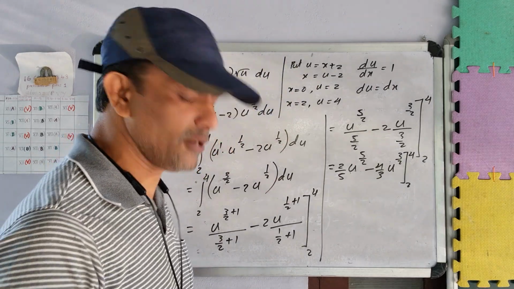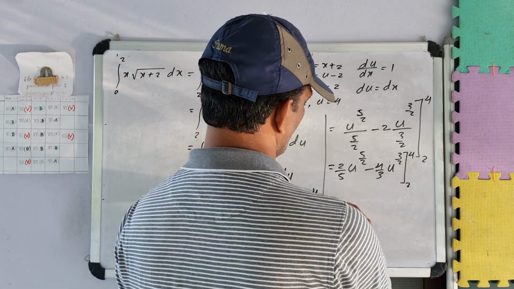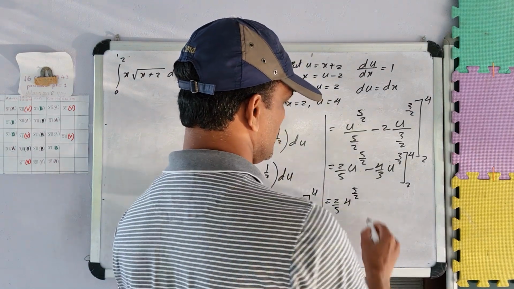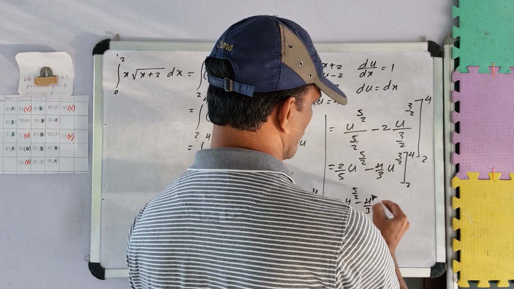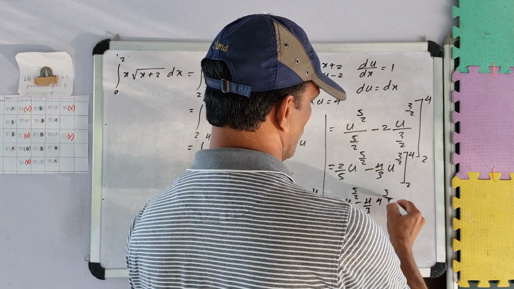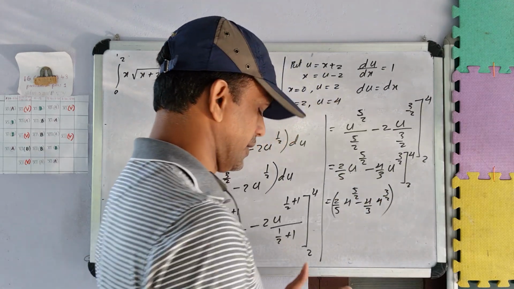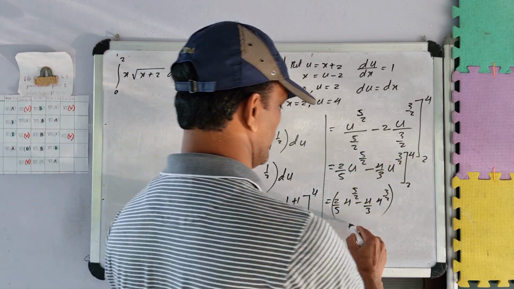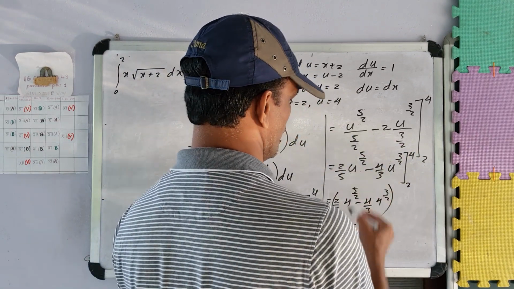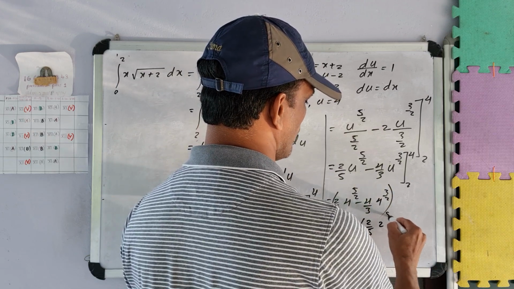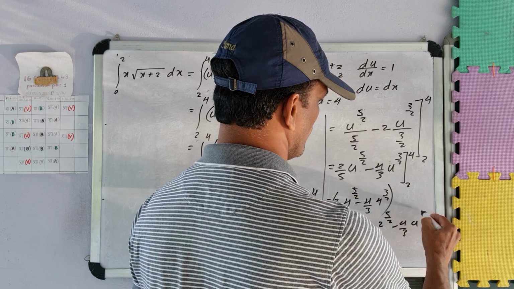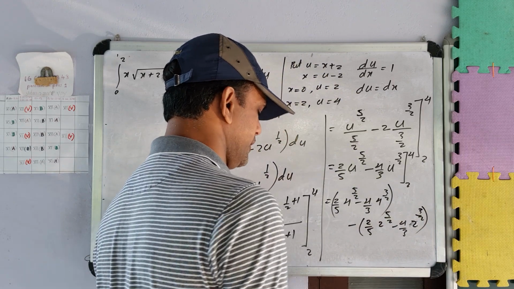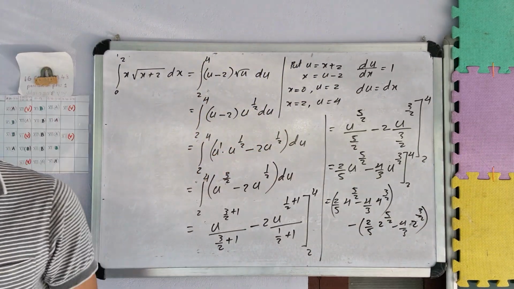Now it's time to apply the limits. So 2 over 5 times 4 raised to 5 over 2, minus 4 over 3 times 4 raised to 3 over 2. First I apply the upper limit, the value 4 for u, minus, now I apply the value 2 for u. So 2 over 5 times 2 raised to 5 over 2, minus 4 over 3 times u raised to 3 over 2, where u is 2 now. And you can simplify, and that's it. So this is the process of integrating this term.